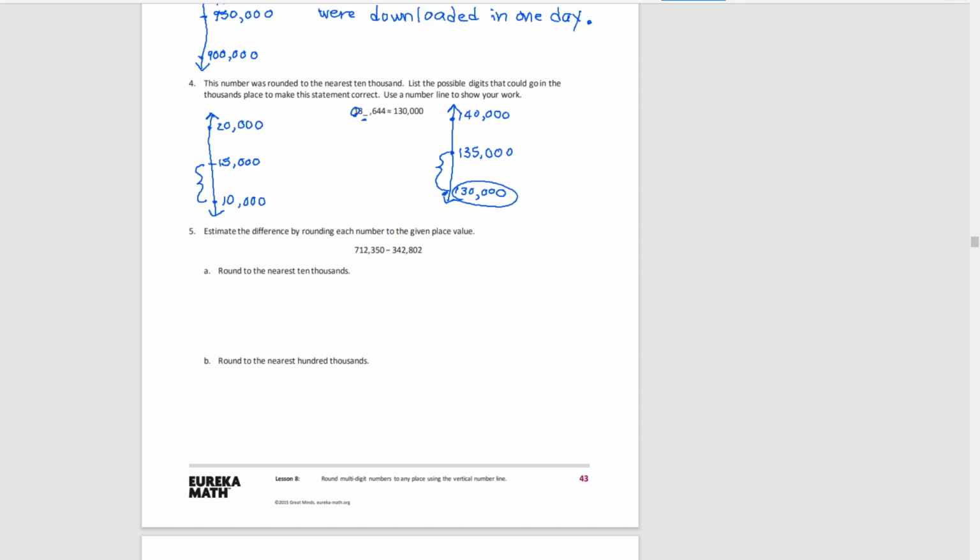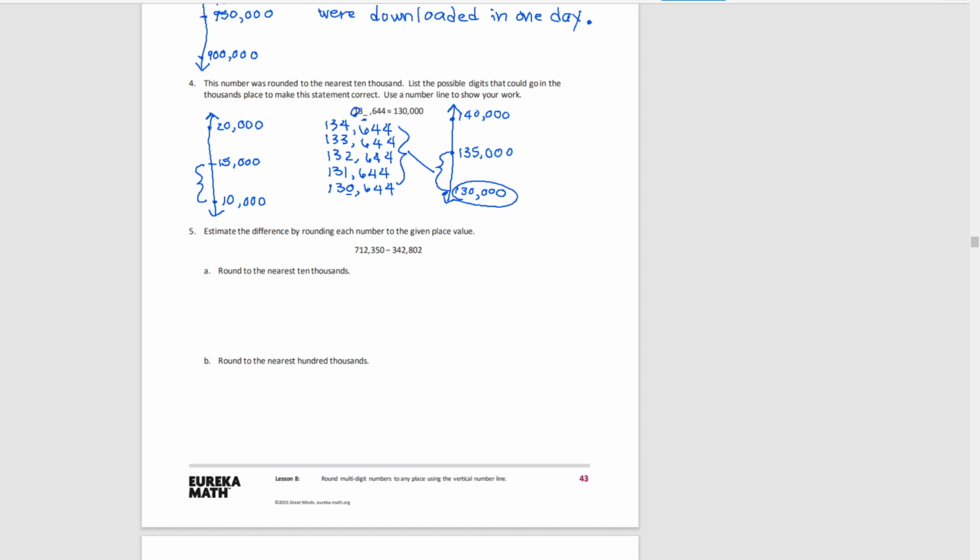So if I put 130,644 or 131,644 or 132,644 or 133,644 or 134,644, I'd fall within this range. As soon as I went to 135,644, my number would round up to 140,000.